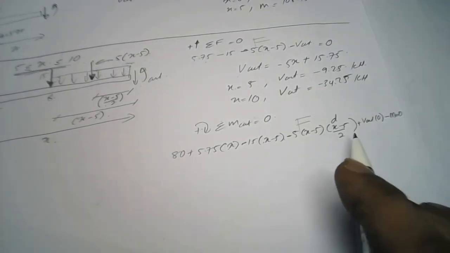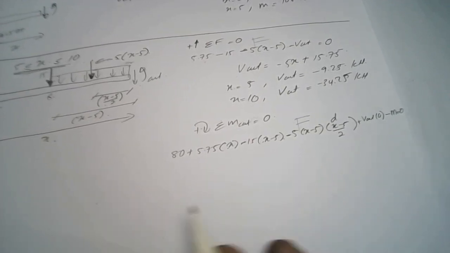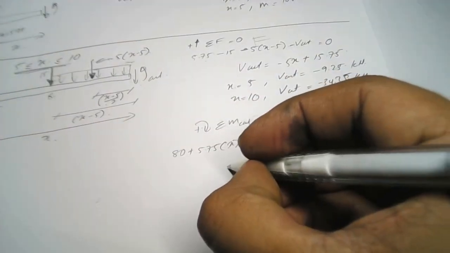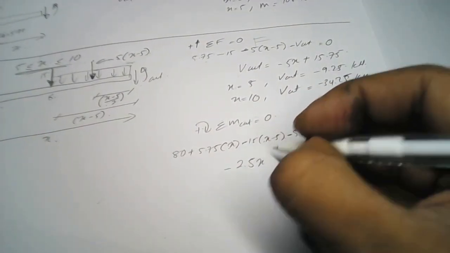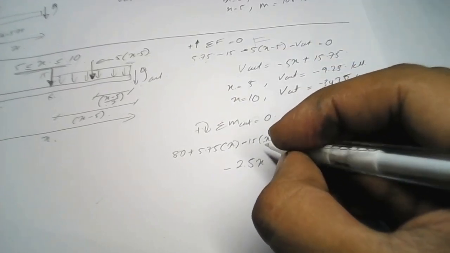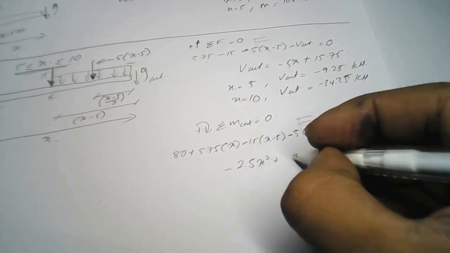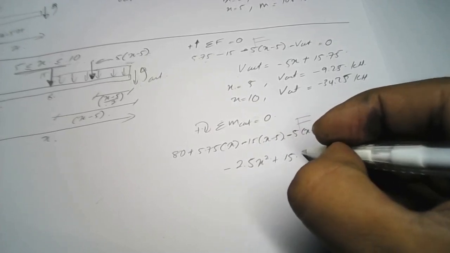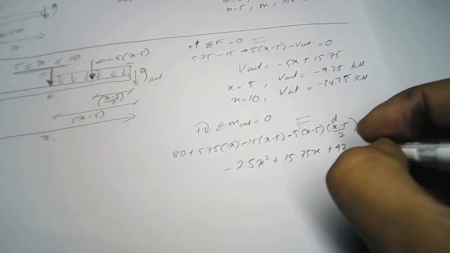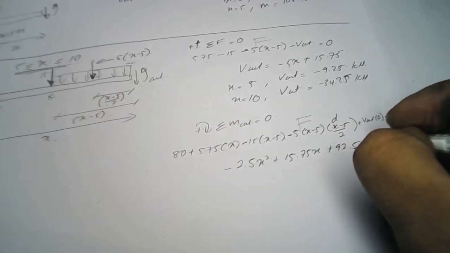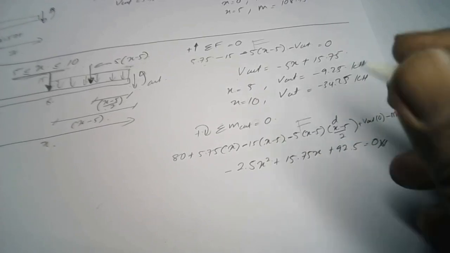Okay, this is the equation. You have to simplify the equation. You have to solve the equation. At the end of the equation, you will get negative 2.5 x to the power of 2 plus 15.75 x plus 92.5 equal to 0. Okay, this is a quadratic equation.